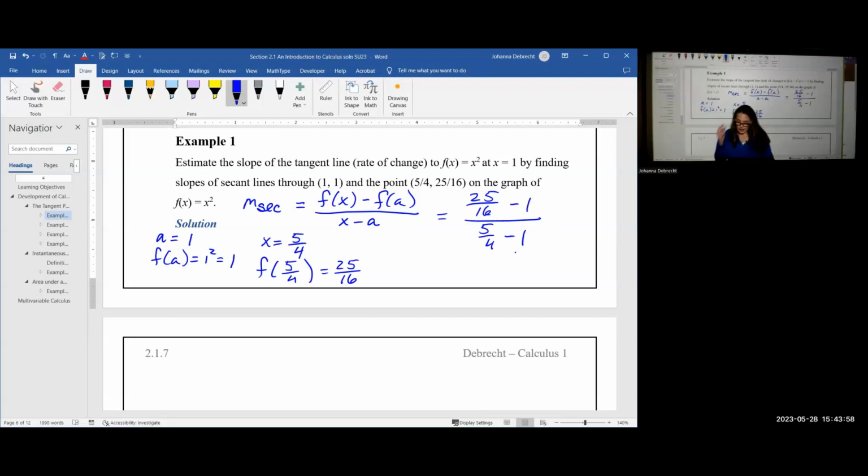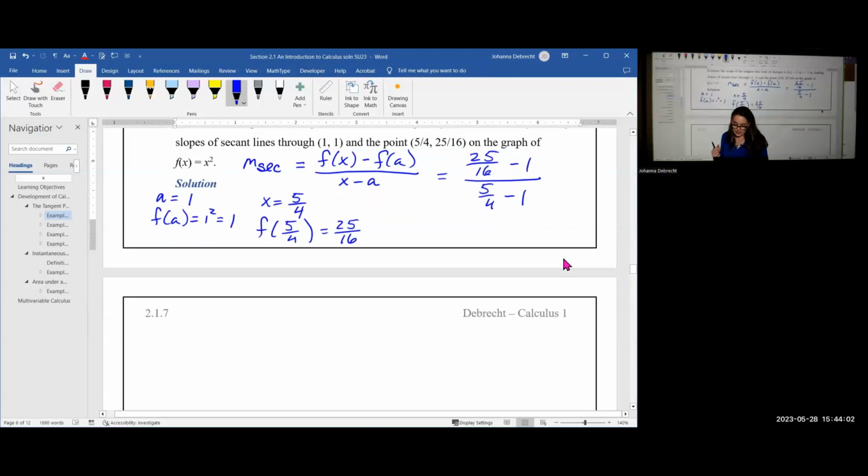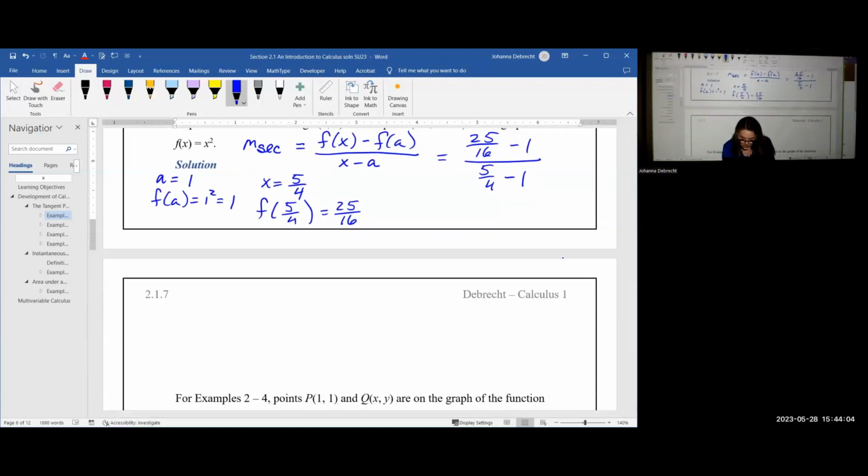Now we can go ahead and simplify this. 1 can be written as 16/16. So this is going to give me 9/16 in the numerator. In the denominator, I can rewrite 1 as 4/4. That's an equivalent form. And this becomes 1/4.